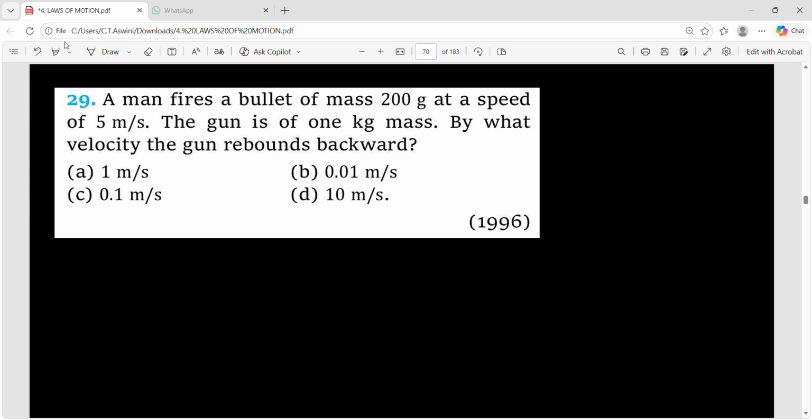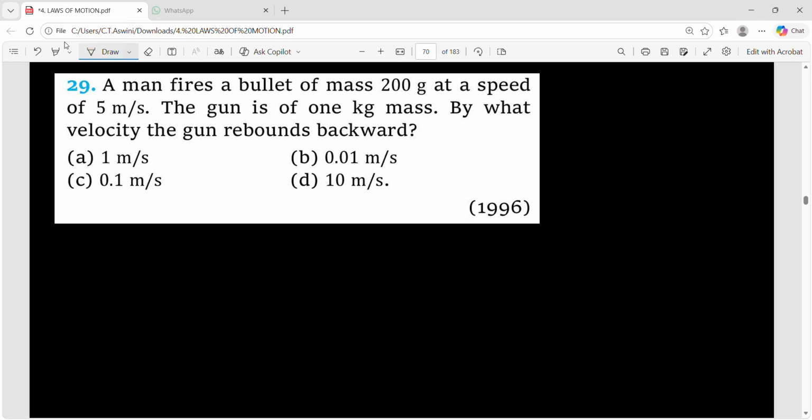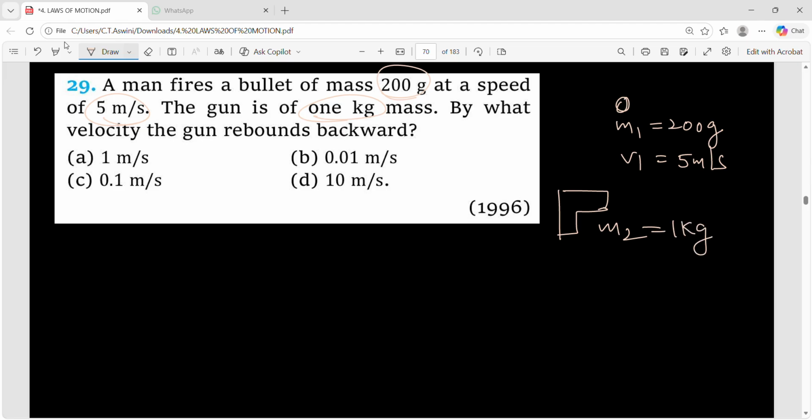Done? We'll do one problem. After that we'll wind up the class. A man fires a bullet of mass 200 grams. So bullet mass, what is the mass? 200 grams. At a speed, what is the speed of the bullet? Let it be V1, 5 meter per second. The gun is of 1 kg mass. So what is the mass of the gun? Let it be M2, it is 1 kg.